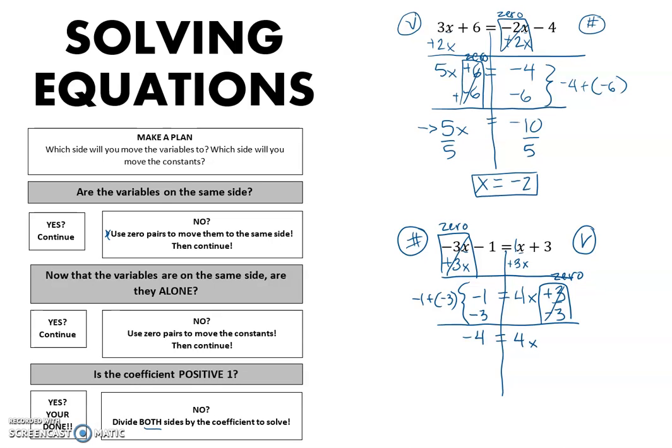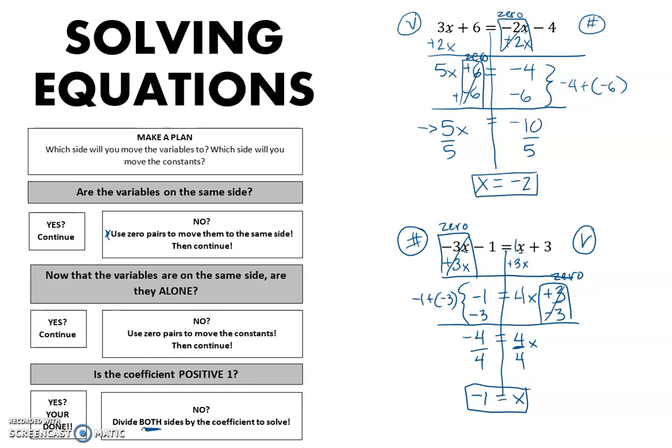Okay, variable on one side, constants on the other. Is the coefficient, the number attached to the variable, is it 1? Nope. So we're going to divide both sides by the coefficient. So I'm showing myself everything that I'm doing. Divide, so then I know what I'm actually dividing. -4 divided by 4 is -1 equals x. Boom, got it. Plug that -1 in where the x's are up in the original equation, and both sides should be equivalent.